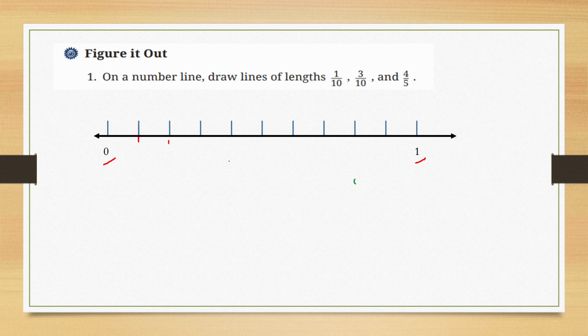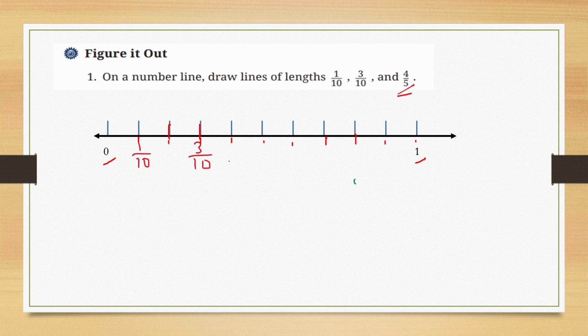So, this one is 2 by 10, 3 by 10, 4 by 10, 5 by 10, then 6 by 10, 7 by 10, 8 by 10, 9 by 10, 10 by 10. That is 1. So, we have to mark 1 by 10. So, this is 1 by 10. Next, 3 by 10. See, 1 by 10, this is 2 by 10, this is 3 by 10. Okay.